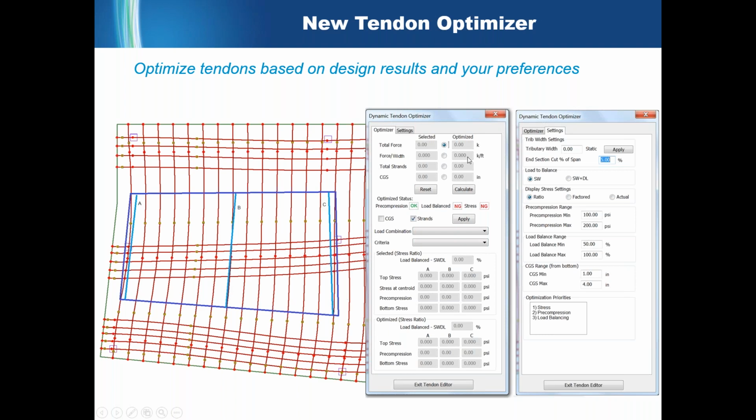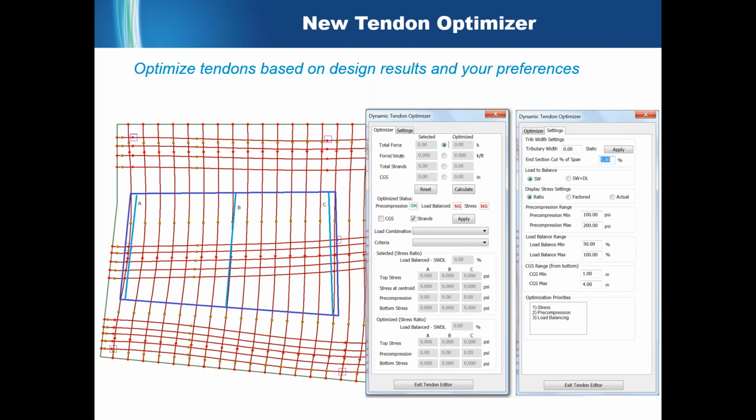And then for any changes that you want to make, this is a preview display of what will be optimized. Based on your dead load balancing percentage as well as stresses and pre-compression, you'd be able to see what those would look like and then hit apply if you want to actually make those changes to the number of strands. Additionally, the displays here are just shown as 0.0, but I do want to mention the way that you can display the stresses here.